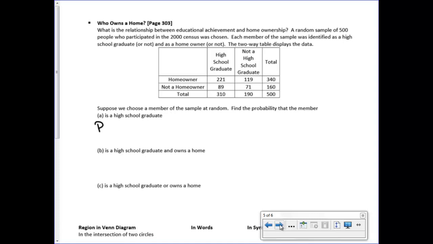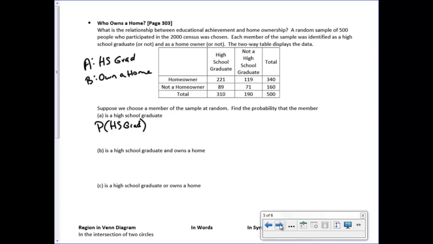So I could come in here again and say probability of a high school grad. But I don't like to write all that when I could just use one letter. So when I come to this, let's say A represents high school grad, and then B, what else are they talking about in here? Owning a home. And just define it, own a home or homeowner, however you want to say it.